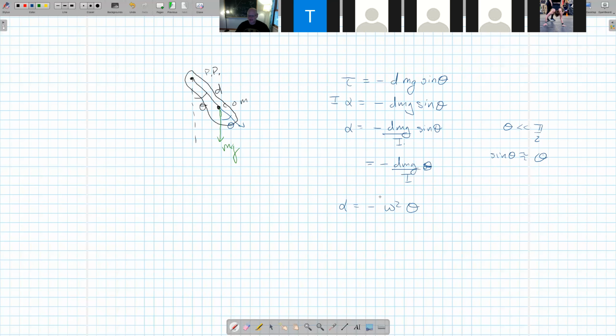From here, comparing these two things, we can see that whatever shows up after the negative but before the theta is equal to the angular frequency squared by definition. So this is equal to dmg divided by the moment of inertia, which means that for the physical pendulum, the angular frequency is going to be the square root of dmg divided by the moment of inertia about the pivot point. So this is the angular frequency for a physical pendulum.